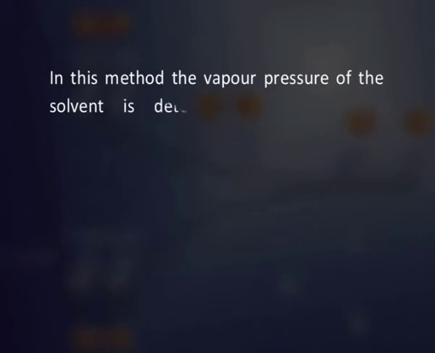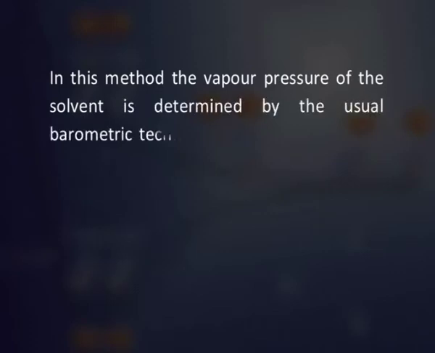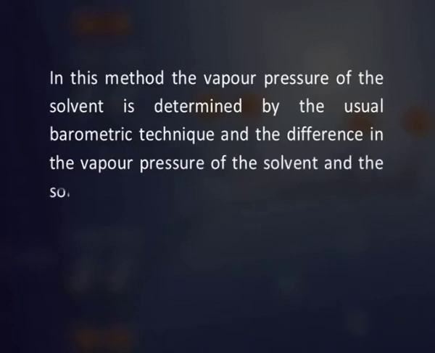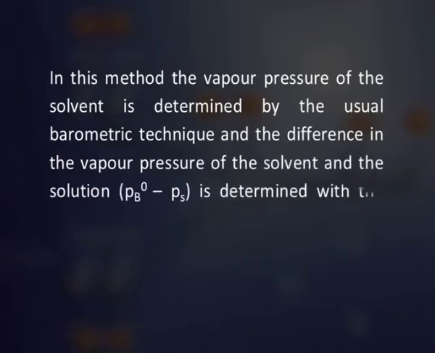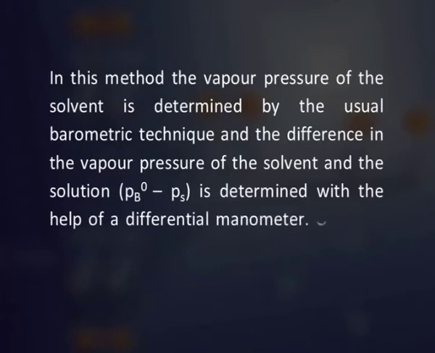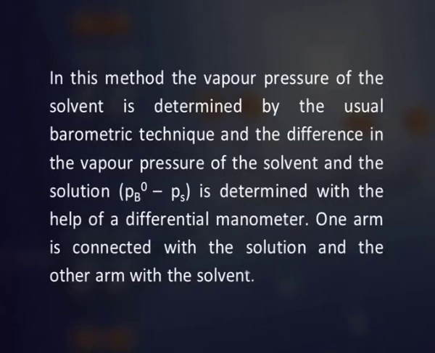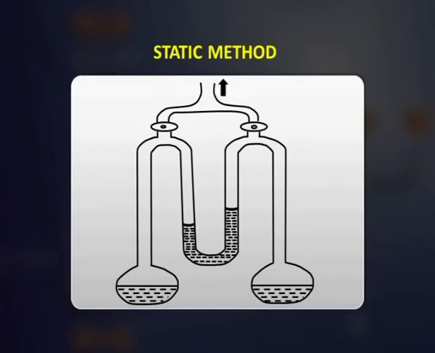In this method, the vapor pressure of the solvent is determined by the usual barometric technique and the difference in the vapor pressure of the solvent and the solution, that is P naught B minus Ps, is determined with the help of a differential manometer. One arm is connected with the solution and the other arm with the solvent. You can have a look at the figure for static method.